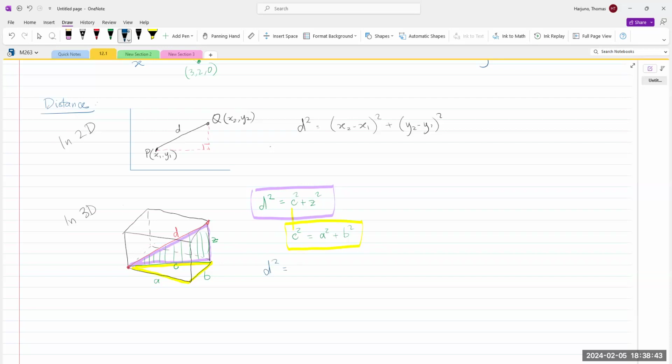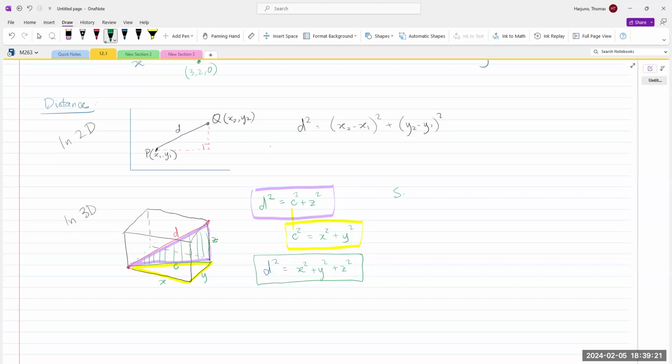actually I don't like this. Let me change that AB into X and Y, sorry. Let me change this to X and Y. So D squared is C squared, which is X squared plus Y squared, plus Z squared. As you can see, distance formula in 3 dimension is basically the application of Pythagorean theorem twice. Okay?